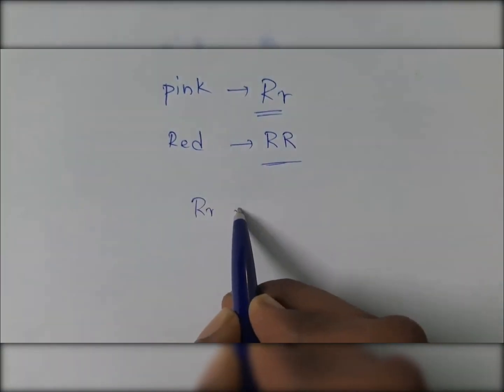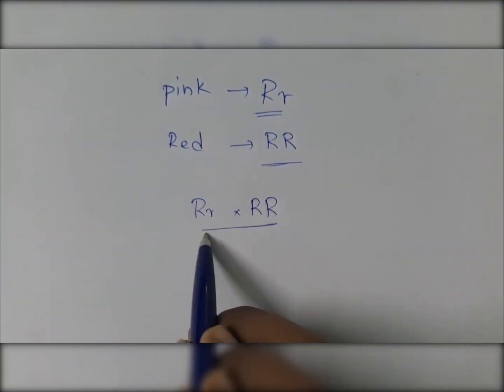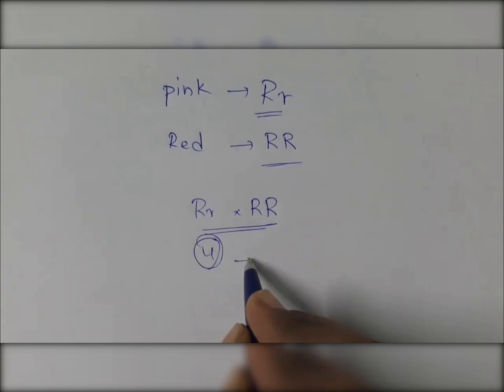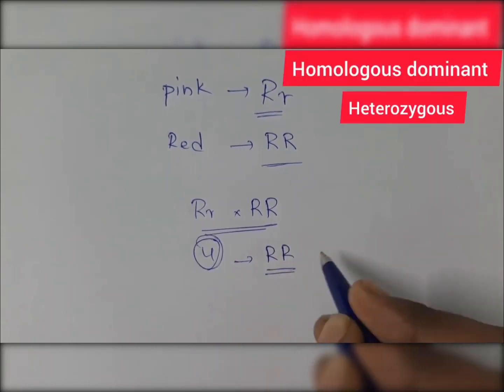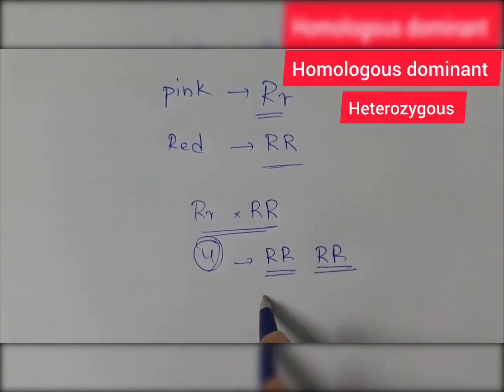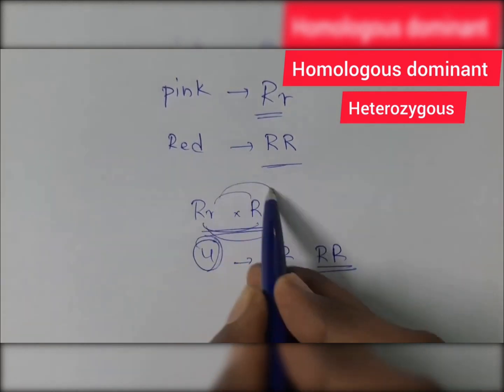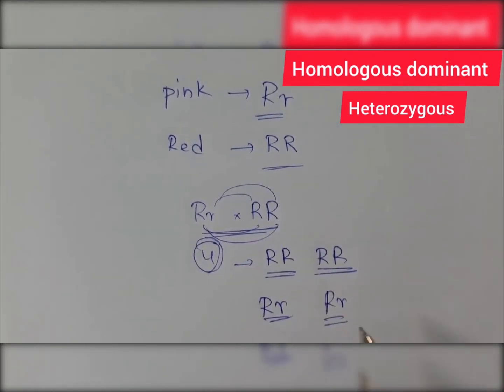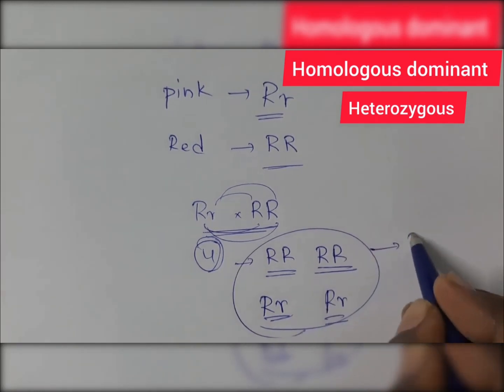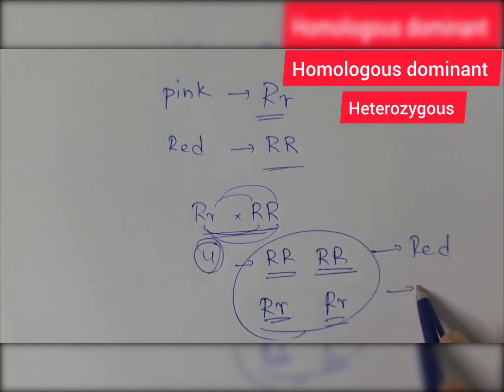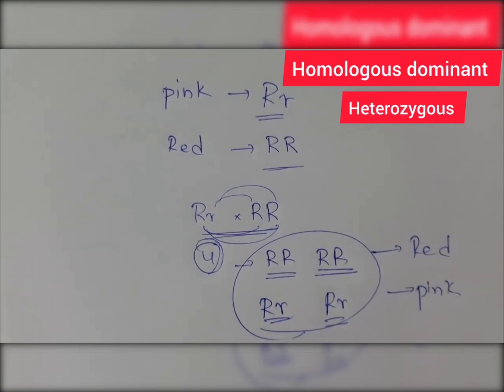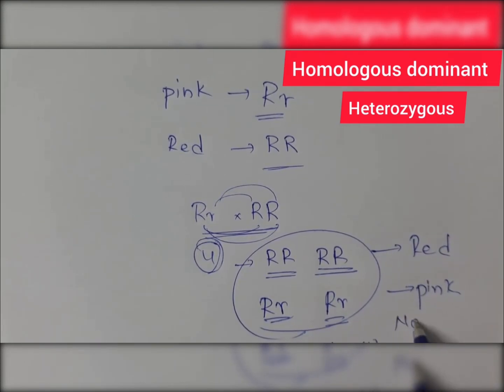After crossing, the 4 outcomes are homozygous capital R, capital R, and heterozygous capital R, small r, as well as the heterozygous. So this is the answer, the 4. So red as well as pink are the outcomes and the phenotypes of the progenies. No white, there is no recessive homozygous.